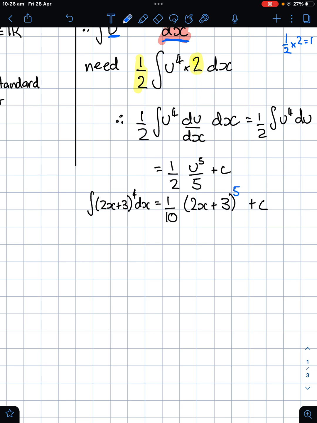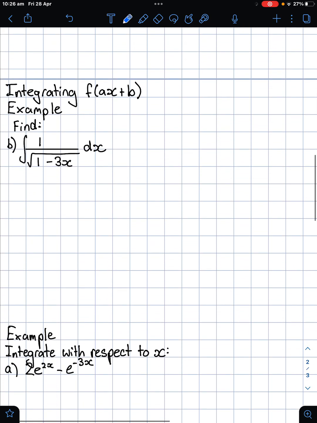Now, I might have rushed through that, so let's do one together as we go. This function here, you can consider doing it yourself if you want to try it, but I'm looking at this and I'm thinking this could be the integral of 1 over u to the half dx, or that could be u to the negative half dx.